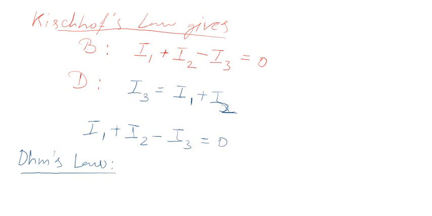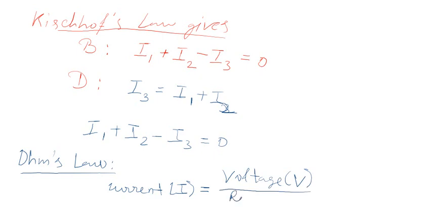So mathematically, at a constant temperature, current, which we denote by I, is equal to voltage, which we denote by V, divided by resistance, which we denote by R. That ratio is measured in amperes. That unit is amperes, A. Here resistance is measured in ohms, and voltage divided by ohm will give you amperes.